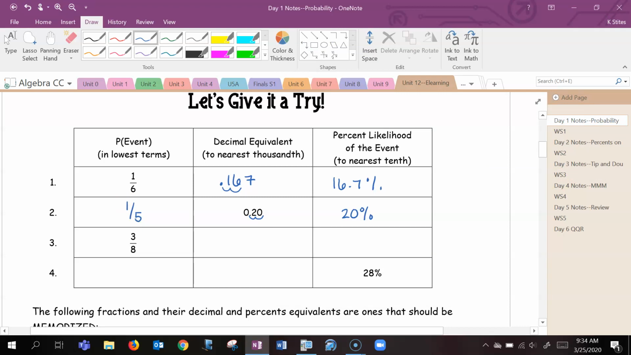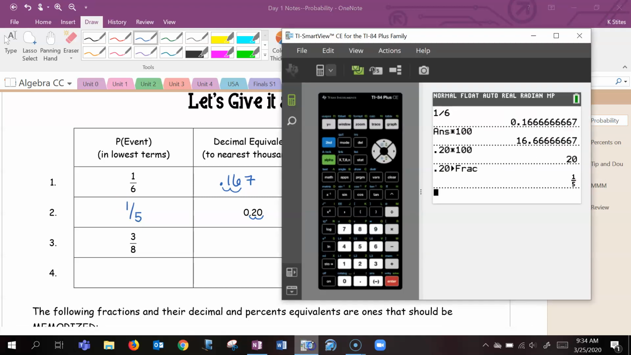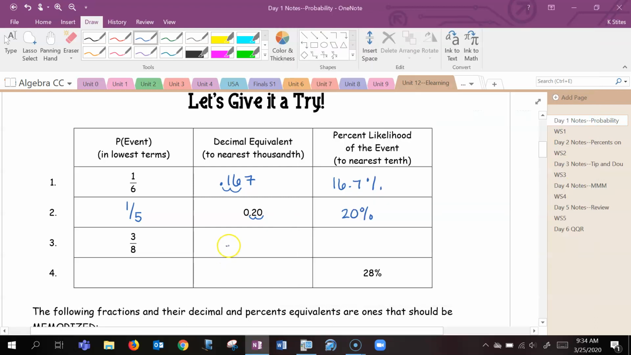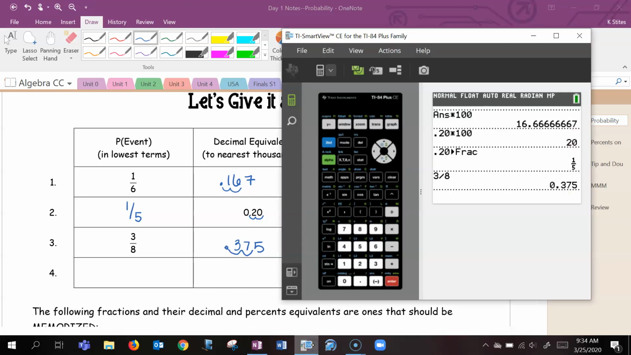All right, so let's try this one. 3/8, we have the fraction. We'll just type it in to get our decimal. And nearest thousandth means we'll keep all 3 decimal places. So 0.375. And then percent, you're either moving your decimal 2 to the right, or you can multiply by 100. So if you do this, you get the same thing.